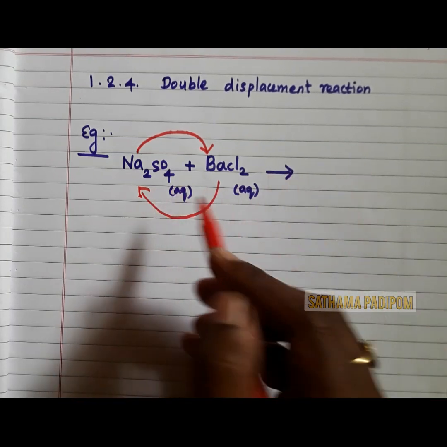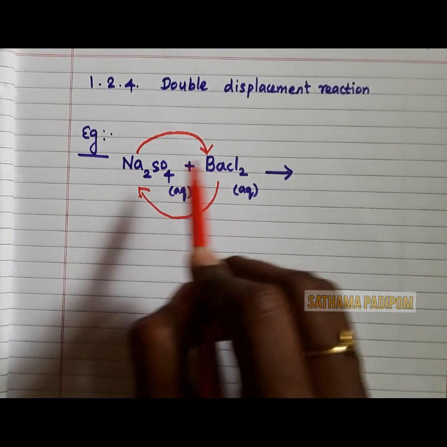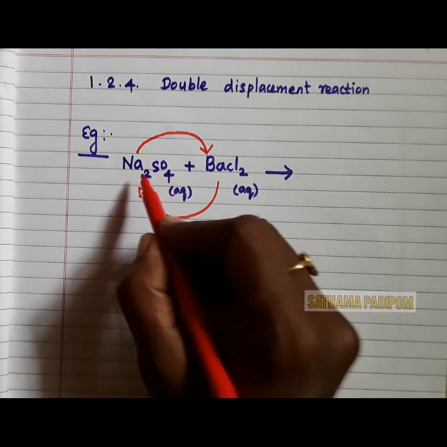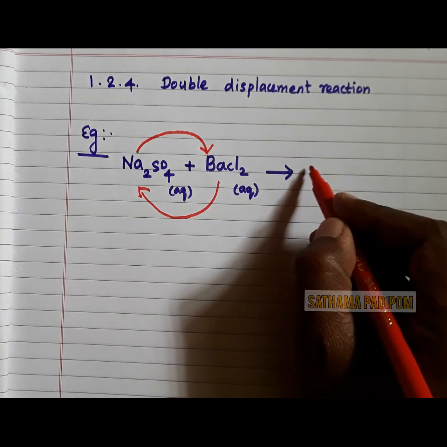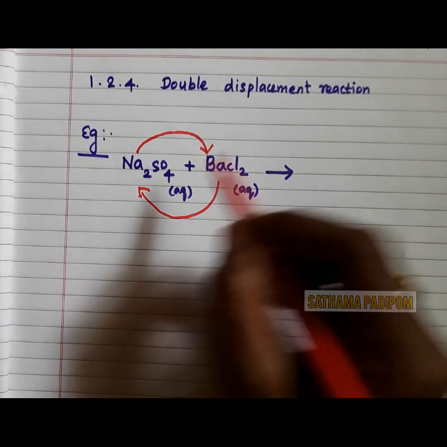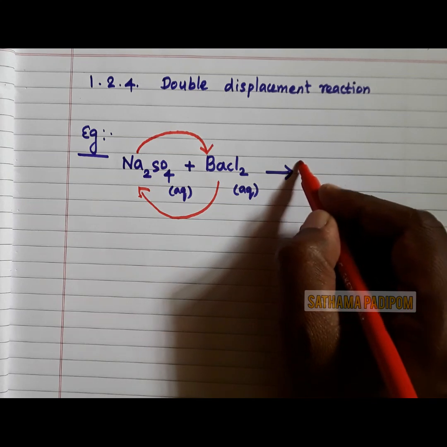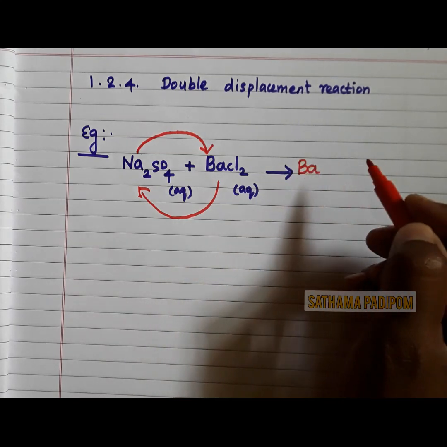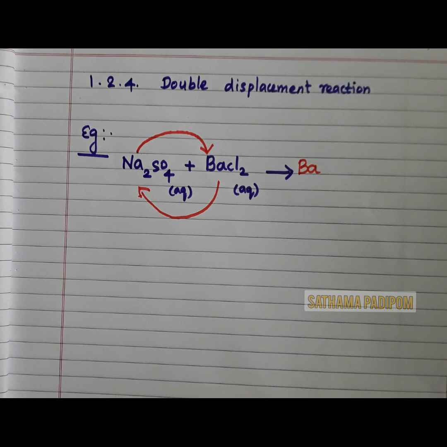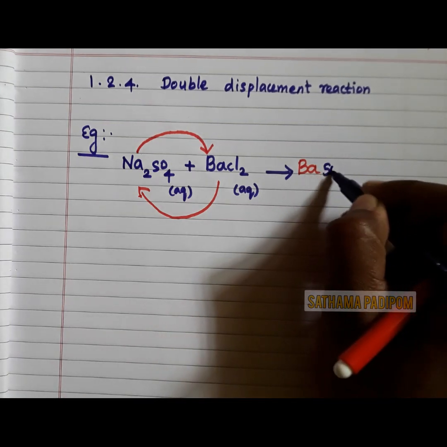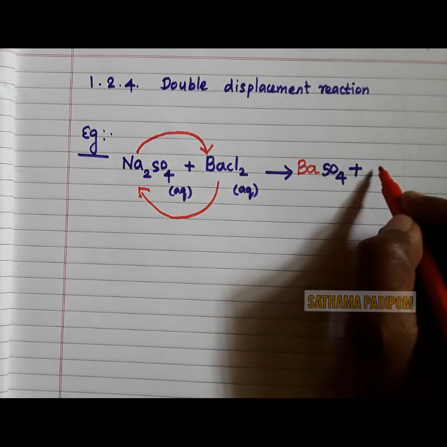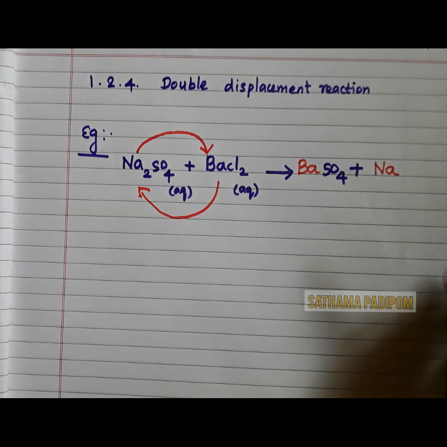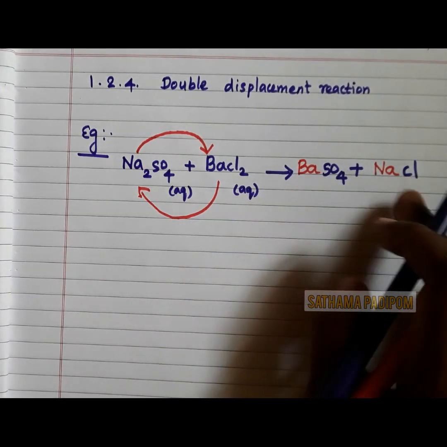So what will you get as the product now? The sodium will go here and barium will come here. How will you write it now? When sodium displaces from here to here, we get sodium chloride, that is NaCl, and the next, barium sulfate. What is the formula for barium sulfate? BaSO4, plus the next, sodium chloride, NaCl.